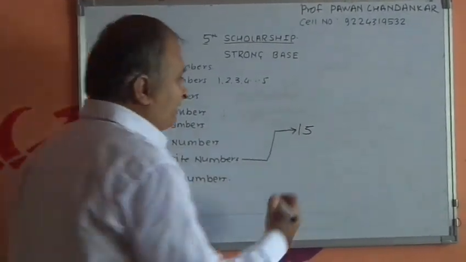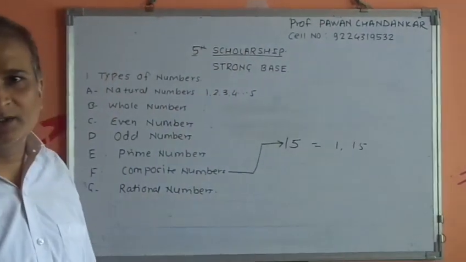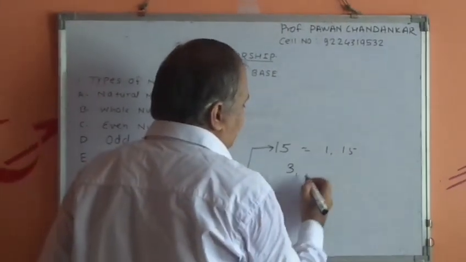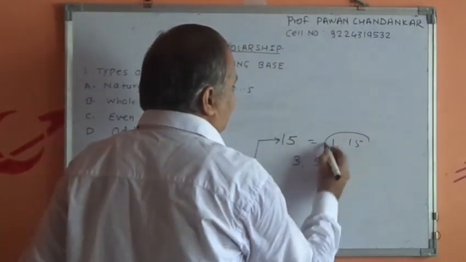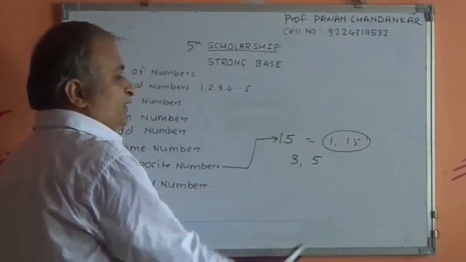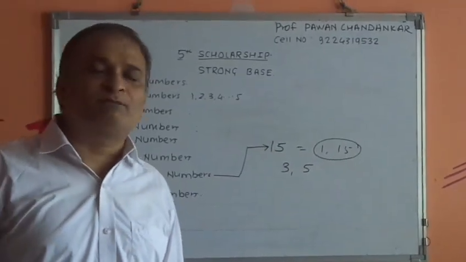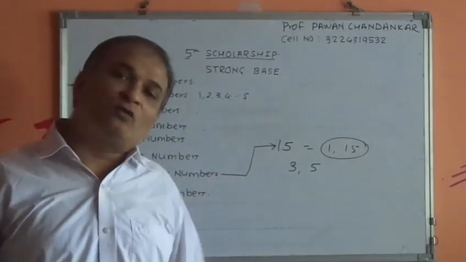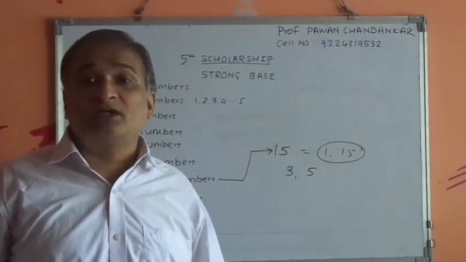The number 15, apart from 1 and 15, comes in which table, kids? Students, the number 15 comes in the table of 3, and it comes in the table of 5. Yes or no? Apart from 1 and 15, this 15 is divisible by 3 as well as 5. So such numbers we call composite numbers. Composite numbers are those numbers which have more than 2 factors.